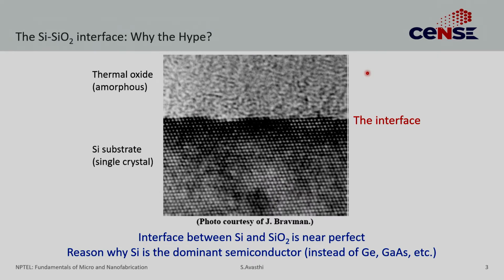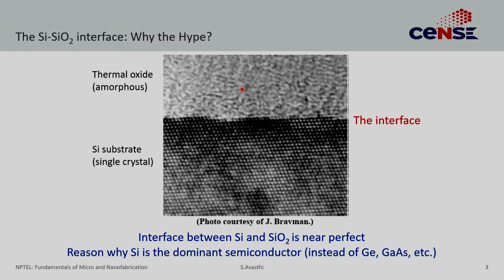So why am I hyping up the silicon dioxide interface so much? In the introductory lecture I did briefly discuss this. The reason is that this interface between silicon dioxide and silicon is between an amorphous film and a single crystalline film, and you would expect the interface to be fairly defective, because there is a transition from a crystalline phase to an amorphous phase. This is, by the way, a TEM image. These dots that you are seeing are the actual atoms. So you would expect some defects here, or in fact a lot of defects.